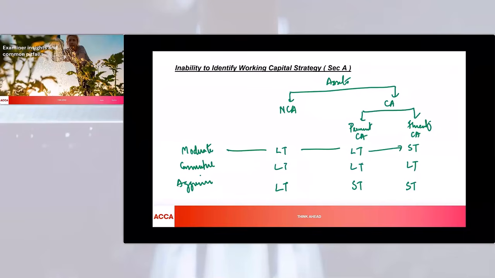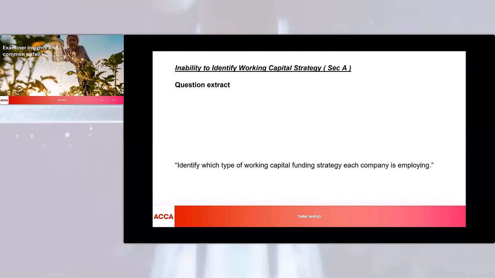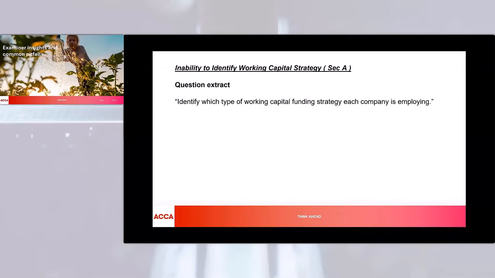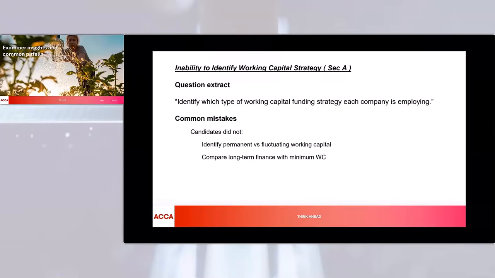So once you know this concept, applying this concept properly is what we have in the question. So here, the question is to identify which type of working capital funding strategy each company is using. And the common mistake we see is that candidates did not identify permanent versus fluctuating. They did not have knowledge in that. And they were not able to compare whether the long-term finance is associated with the minimum working capital or the maximum working capital. They were not able to associate the long-term with the minimum working capital as given in that question.